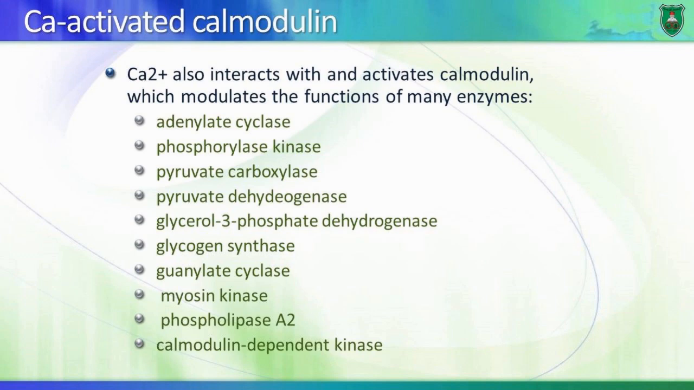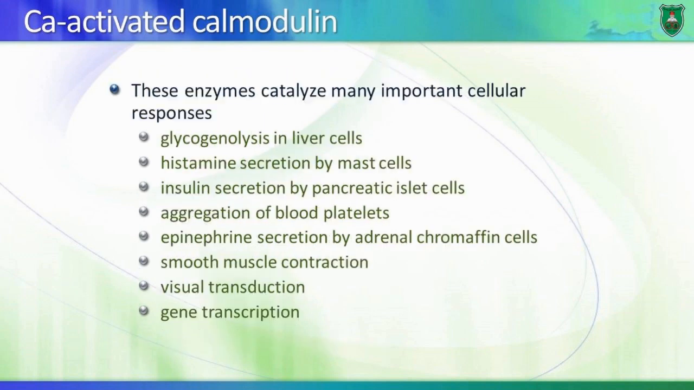In the cell, it can bind to calmodulin, and calmodulin modulates the functions of many enzymes. Notice what these enzymes are. You have adenylate cyclase, you have phosphorylase kinase, you have pyruvic carboxylase, all of these metabolic enzymes that are regulated by calmodulin. So we have these processes that are affected or regulated by calmodulin and by the increase in calcium. Again, you have glycogenolysis, you have histamine secretion, insulin secretion, and so on.